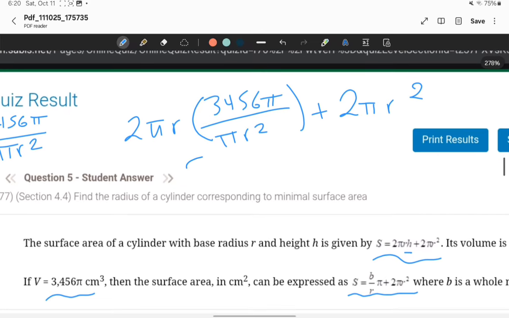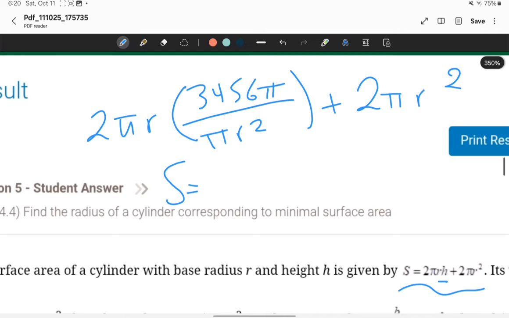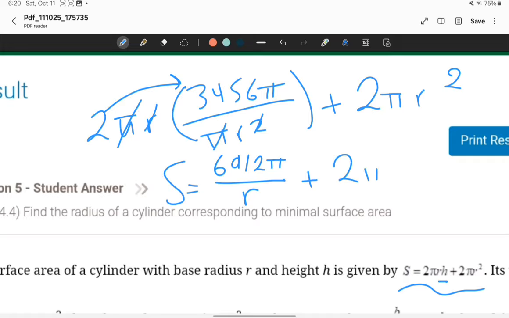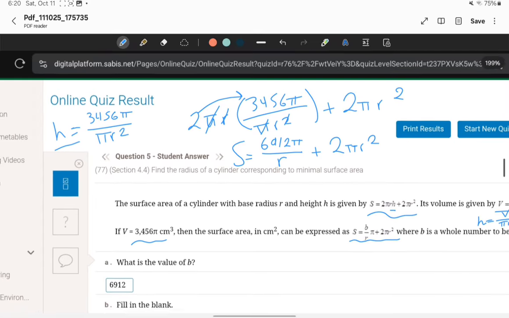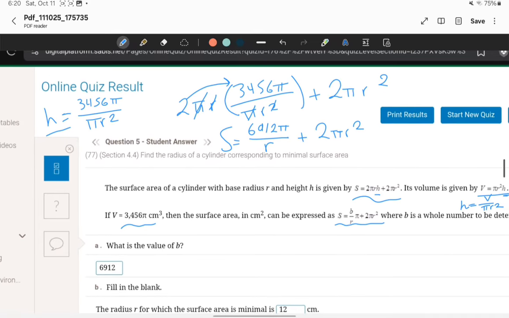Now if we simplify, we get our S is equal to 6912. This pi cancels out with this pi, this is distributed into this, r cancels out with this, so 6912 pi over r plus 2 pi r squared. So here we could compare this part to our formula. So we get, they want 6912.